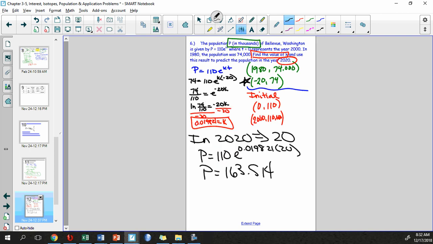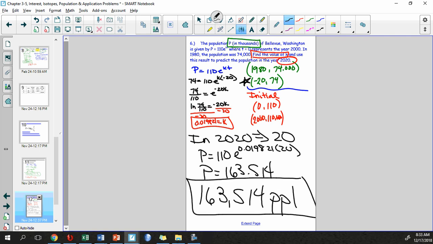Now, that's a decimal, but what does P represent? So what is that? Very good. So my population is 163,514 people. Do we understand that? So that decimal turns into a comma. Yes? Okay. And that is pretty much the rest of the worksheet.